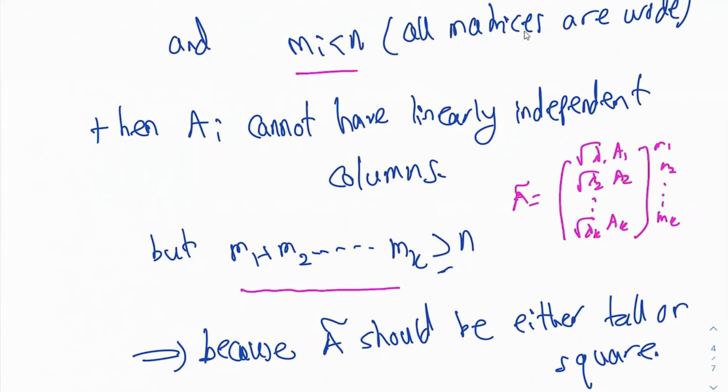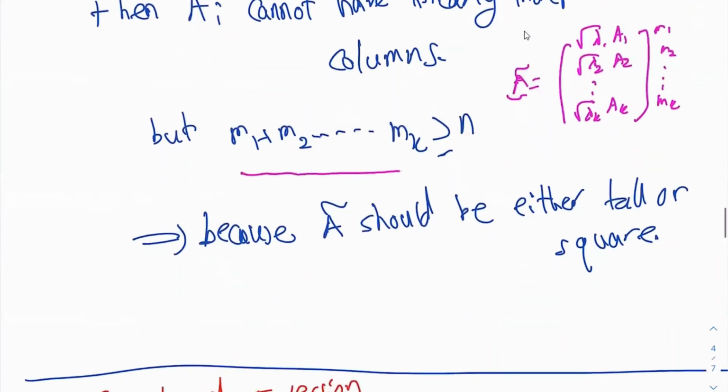So if none of these matrices, A1, A2, AK, has any linearly independent columns, still the A tilde matrix can have linearly independent columns, right? As long as the sum of the rows of each matrix, M1 plus M2 up to MK, is greater than the number of columns of this A tilde. Okay, that's a very interesting thing to know.